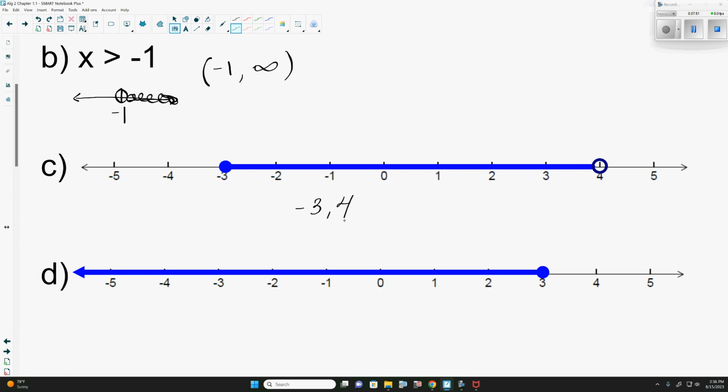Oh, never mind, because it does not lead. Well, if it's closed, would that mean it is equal to? Yes. Since it's closed, it would be equal to. Open would be not equal to, so it's the parentheses. Right. So closed is equal to, open is not equal to. So since -3 is closed, it means it is equal to that amount. And since it is equal to, we will use a bracket. 4 is the parentheses because it is open. So we have bracket -3, 4, parentheses.